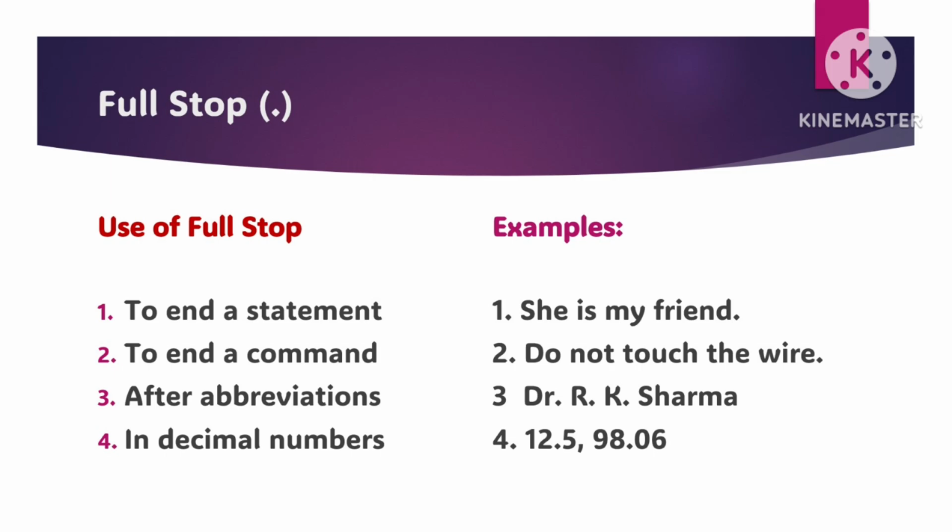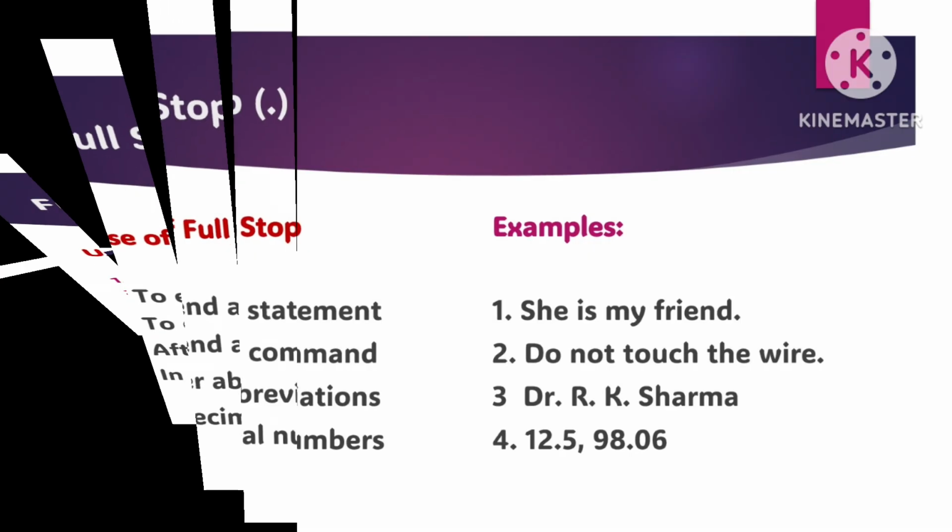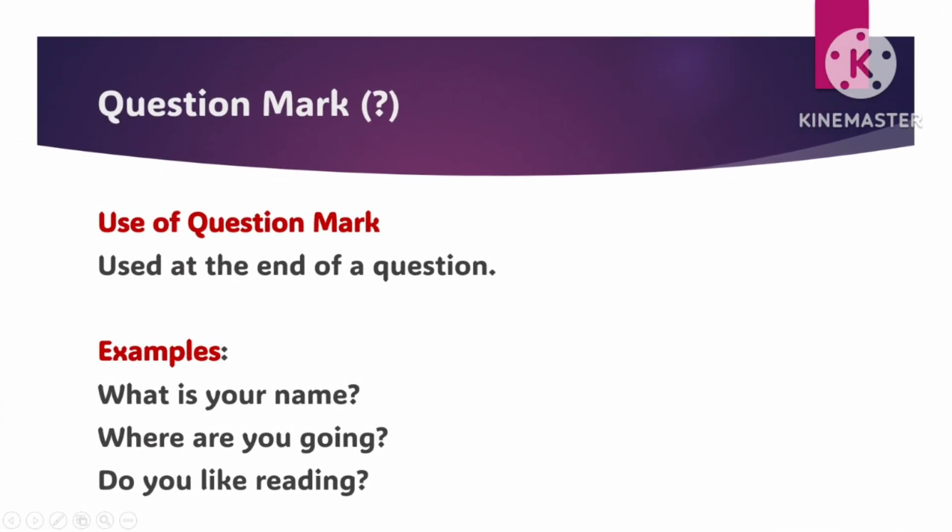In Dr. R.K. Sharma, the abbreviation is defined properly with the stops given here. Next, in the fourth example, we can see the decimal in the form of full stop, like 12.5, which is 12 decimal 5, 98.6. So here is another example of full stop.